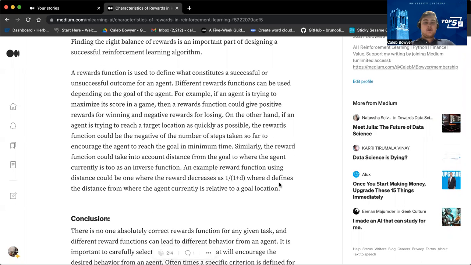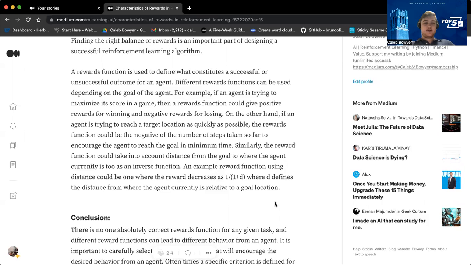A rewards function is used to define what constitutes a successful or unsuccessful outcome for an agent. Different reward functions can be used depending on the goal of the agent. For example, if an agent is trying to maximize its score in a game, then a rewards function could give positive rewards for winning or getting closer to winning and negative rewards for losing, or similarly getting closer to losing.